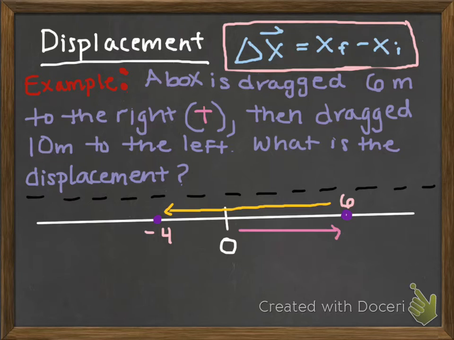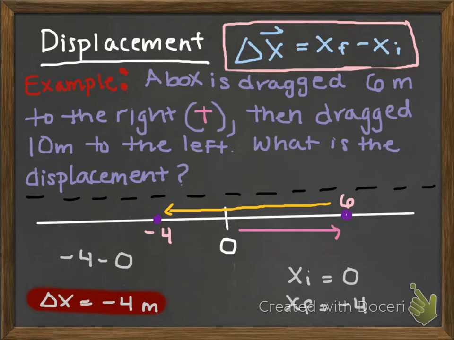Remember our equation and find the initial position, which is 0, and the final position, which is -4. So -4 minus 0 shows us the box's displacement is -4 meters.